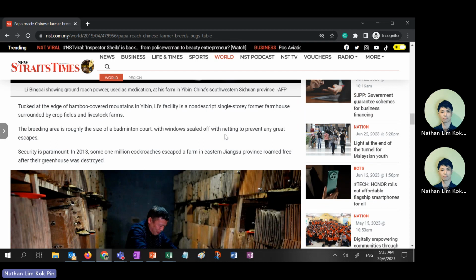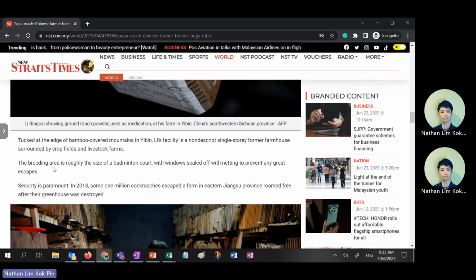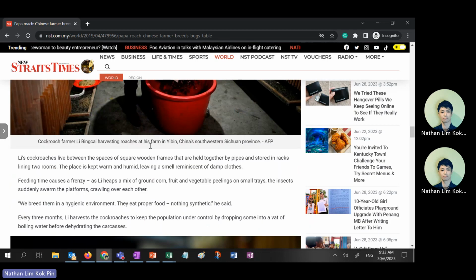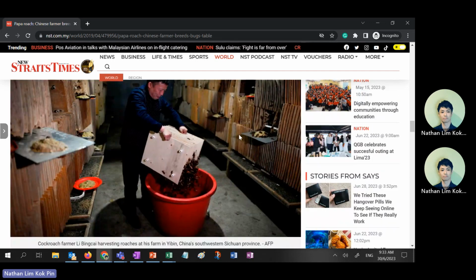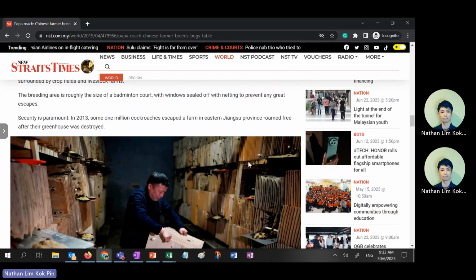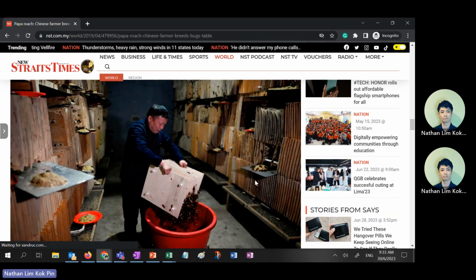Third thing, what do you need to rear cockroach? What do you think? Can you see from here? Cardboards. Are cardboards very cheap or very expensive? Cheap, right? I can even get some recycled ones from the supermarket. So low cost.